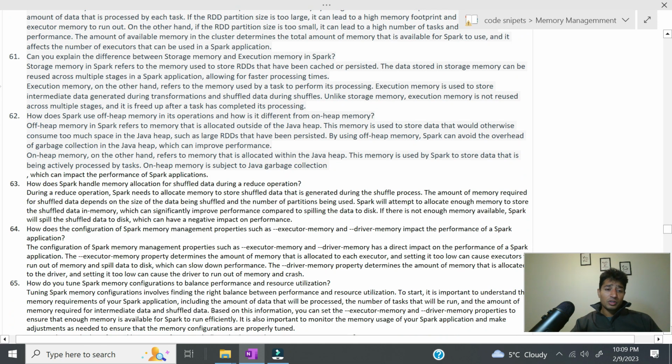How does Spark use off heap memory in its operation, and how is it different from on heap memory? Off heap memory in Spark refers to the memory that is allocated outside the Java heap. This memory is used to store data that would otherwise consume too much space on the Java heap, such as large RDDs that have been persisted. By using off heap memory, Spark can avoid the overhead of garbage collection in the Java heap and can improve the performance. On heap memory, on the other hand, refers to the memory that is in the Java heap. This memory is used by Spark to store the data that is being actively processed by the task.